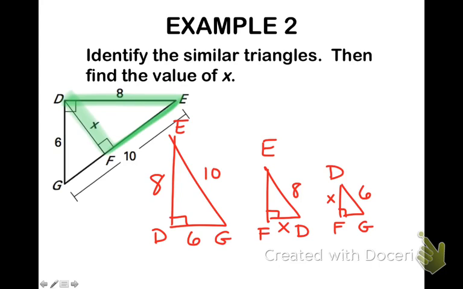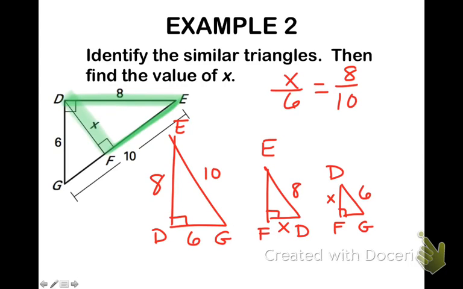If I ignore this small triangle, so I'll stand in front of it, using these first two, can you make a proportion to solve for X? Yeah. What would you do? X over 8. So if you did X over 6, then you would have to do 8 over 10. Good.